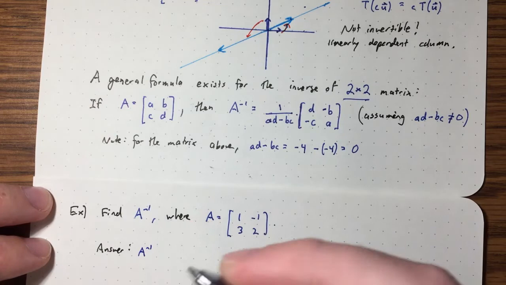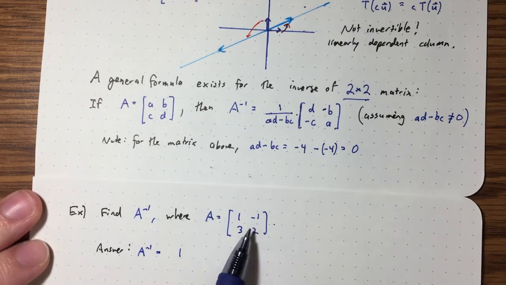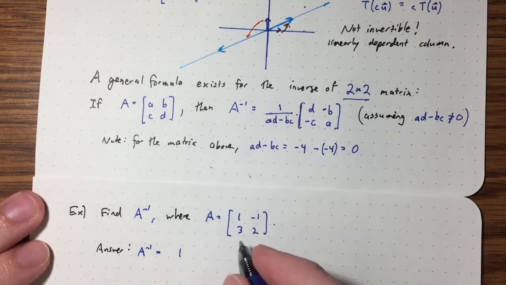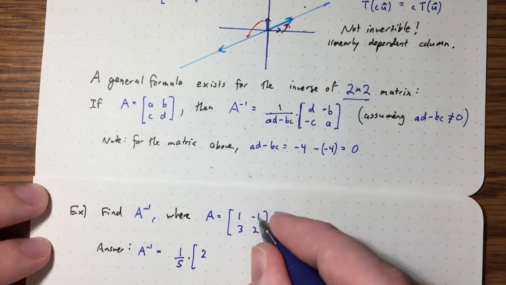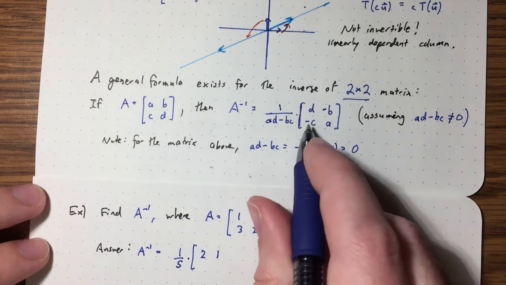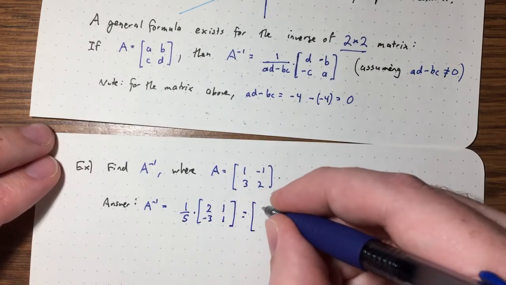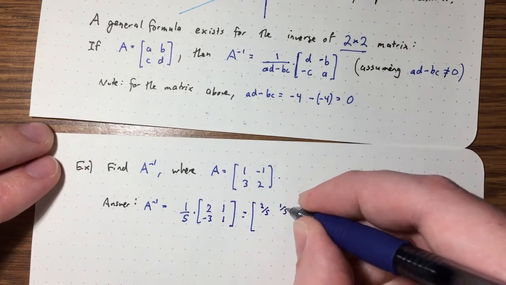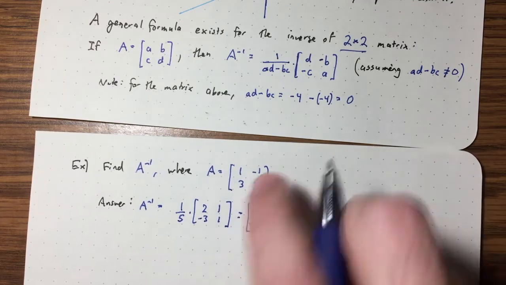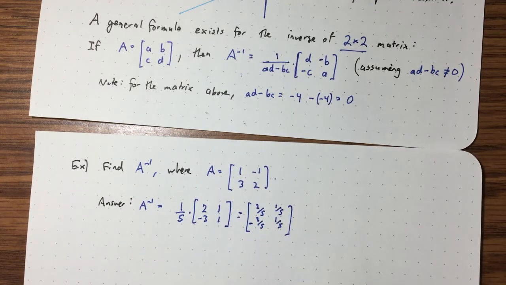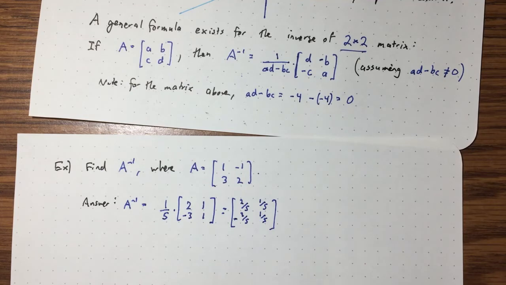A inverse is 1 over AD minus BC. What's AD minus BC? AD is 2, minus BC, minus negative 3. So 2 minus negative 3, which is 5. So 1 over 5 times D, minus B, minus negative 1, which is 1, minus C, A. So A inverse actually ends up having these fractions: 2/5, 1/5, minus 3/5, and 1/5. That is A inverse. That is the matrix. You can multiply by this matrix and get the identity. As you can see, geometrically, there's no way we would have been able to figure this out, right? Just by thinking about what this linear transformation does.